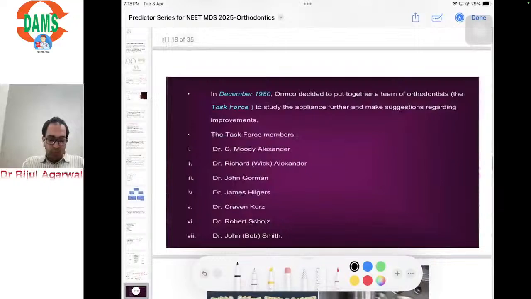Okay, so the base, remember just this, how this lingual orthodontics came into being. In the year 1980, Onco decided to put a team together of orthodontics. This is the name of the task force to make and design this appliance. These were the following members of this task force: Dr. Moody Alexander, Dr. Vic Alexander, Dr. John, Dr. James Hilgers, the same one who gave the Hilgers appliance, Dr. Cravenkers.